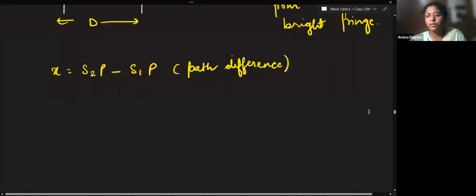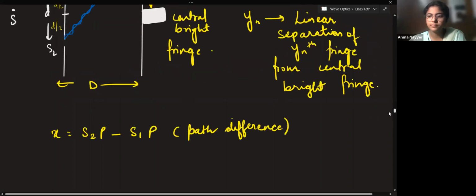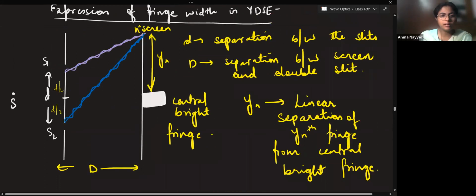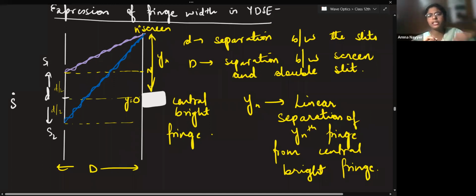Now, let's drop certain perpendiculars. This is for the derivation only. From the middle part, this is d by 2, and this is also d by 2. This complete distance is small d. Let's name this point M. Here, this is the first fringe, so y is equal to 0. We are calculating for y is equal to 1.